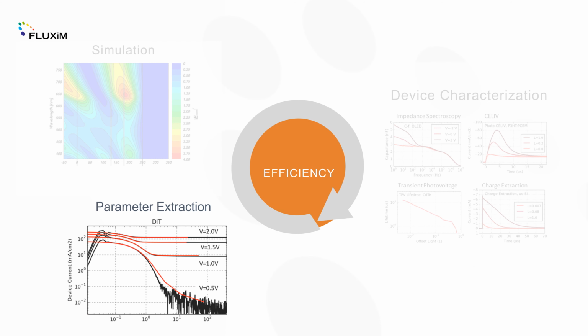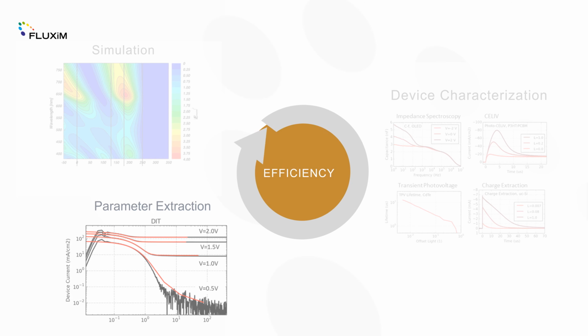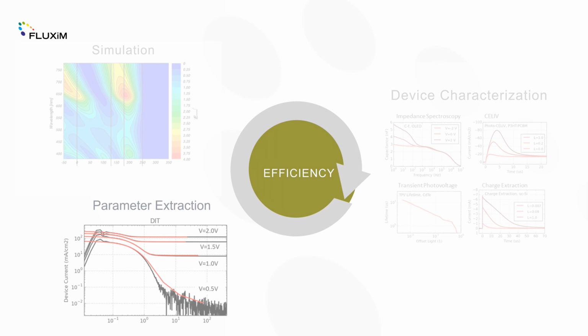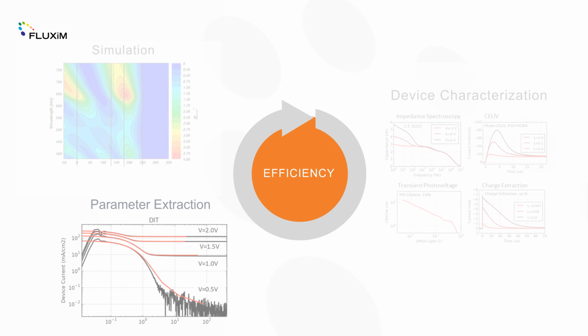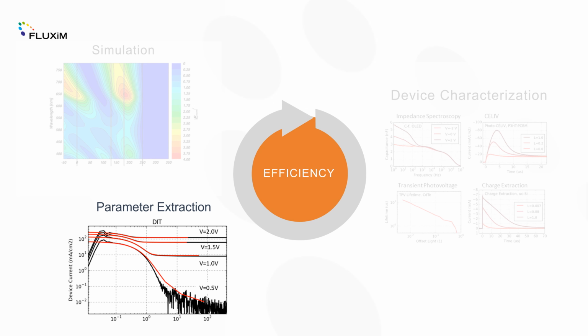Once you've collected your experimental data, it's important to extract the device parameters with a suitable model. This can be either a simplified analytical model or a comprehensive numerical approach that's considering the true material stack in your solar cell.